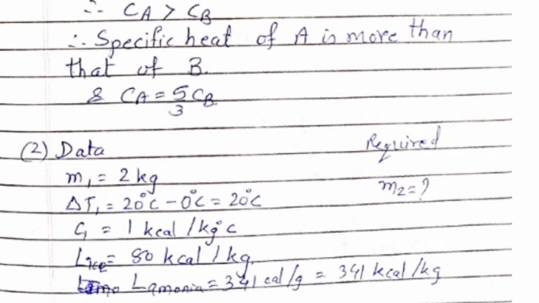Now children, I cannot keep just in grams. All the things are in kg, so I need to convert this also in kg. So it will be 341 kilocalories per kg. And all the conversion you need to do when you are writing the data. So is it clear? You are given M1, you are given C1, you are given delta T1. You are given the latent heat of fusion of water, you are given the latent heat of vaporization for ammonia, and you have to find out how much ammonia is to be used. So let us go towards the solution.